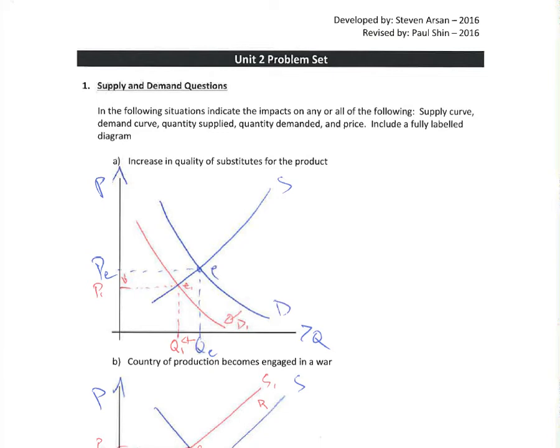Hi class. Today we're going to start going through the Unit 2 problem set solutions. So please make sure you take out your problem set as well as the solutions that you've created for this problem set in preparation for our Unit 2 test.